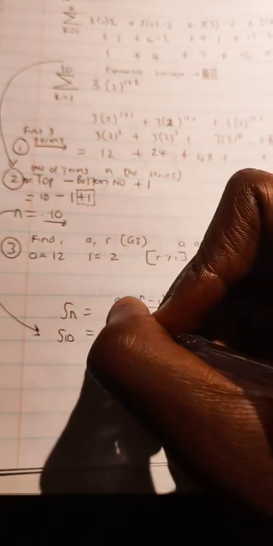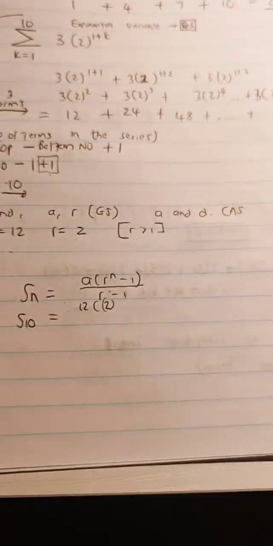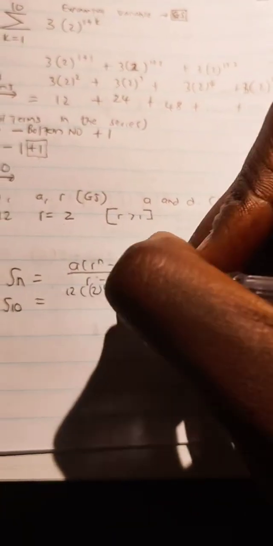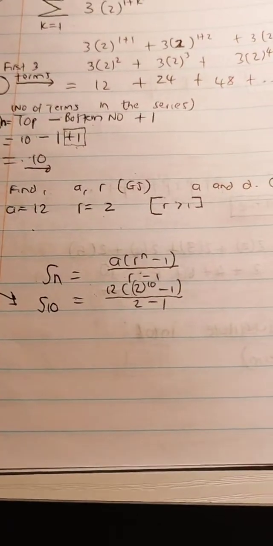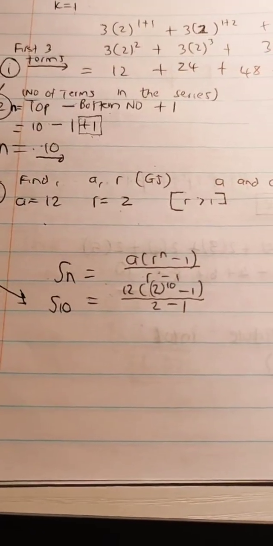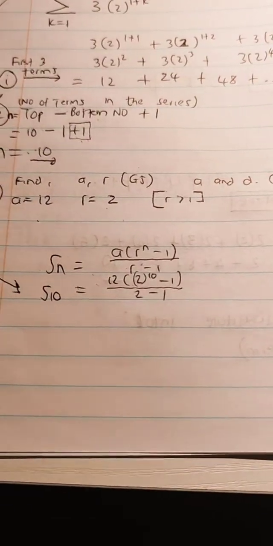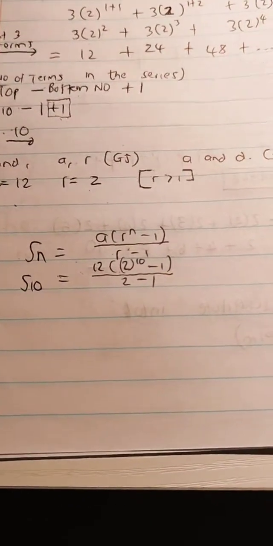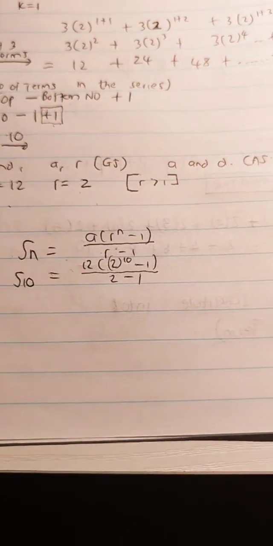S10. A is 12. R is 2. 2 to the power what? 10. Minus who? 1. Over 2 minus 1. Then we grab the calculator. We punch these things in and we get the sum of the first 10 terms using the formula. And that's that.